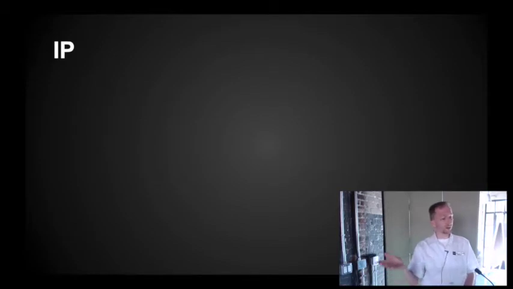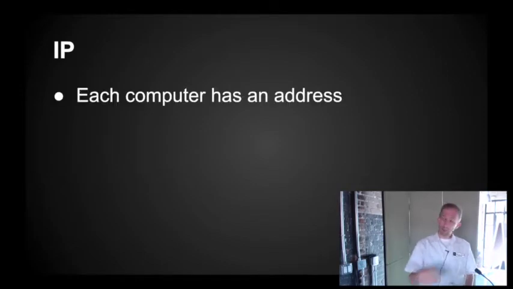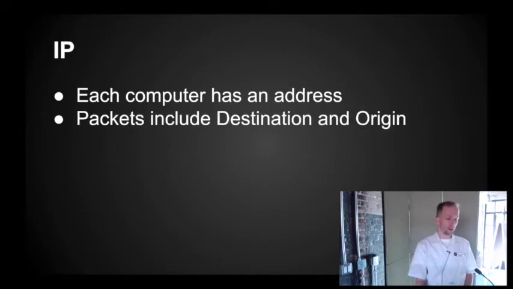So IP has a routing functionality that enables computers to talk through entire networks of them and know what path to take. And that is essentially what establishes the internet as what it is. And with IP, each computer has an address, kind of like I have an address for my house. And those packets, the IP packets, include a from and a to, destination and origin.